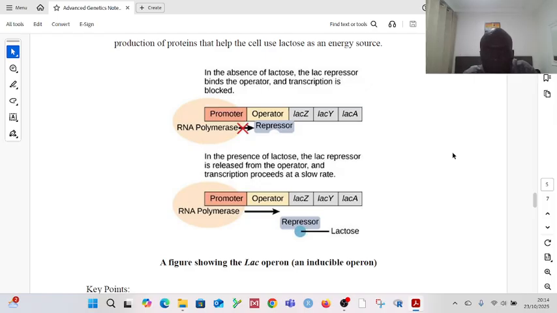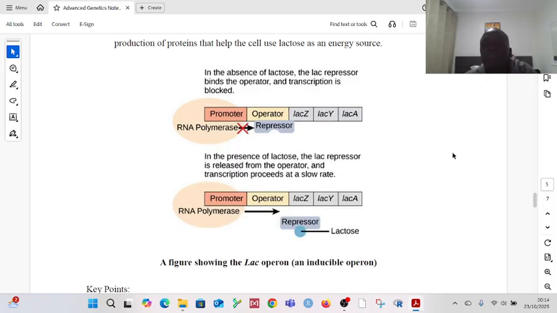operator. Why? Because lactose goes and attaches to the repressor. Once it attaches itself to the repressor, the shape of the repressor changes. Once the shape of the repressor changes, the repressor then lets go of the operator. Once the repressor has let go of the operator, the RNA polymerase can transcribe. The product of that transcription is a messenger RNA.